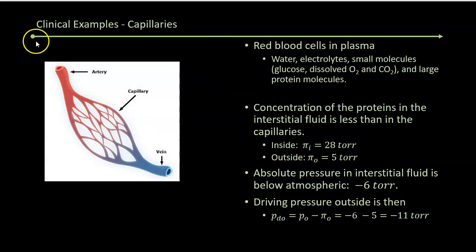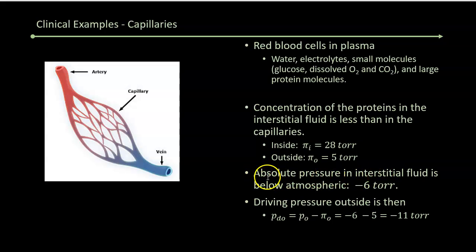So when we look at these, the concentration of proteins in the interstitial fluid out here is less than the concentration of protein in the blood flow. So inside the capillaries, 28 torr, outside 5 torr. These are the impermeants, right? These can't pass through, so they are the source of your osmotic pressure.